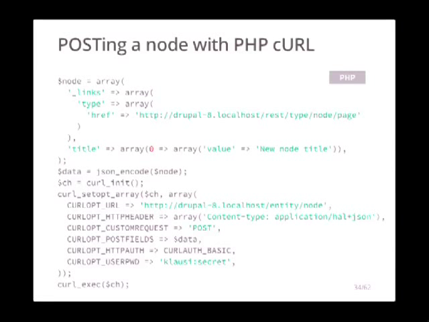Same thing with PHP curl from your PHP module or from your other PHP application that should talk to Drupal. You prepare your node array in this case, JSON encoded, initialize your curl handle, specify all the headers, path, method, the post data that you're going to send, which authentication provider you're going to use, specify your credentials, Klausi and secret, and then execute the curl request. And that will send your JSON encoded node data to Drupal. It will accept it, try to parse it, try to save it, and if everything goes well, you get a success status message back with 201, then you know everything went okay.